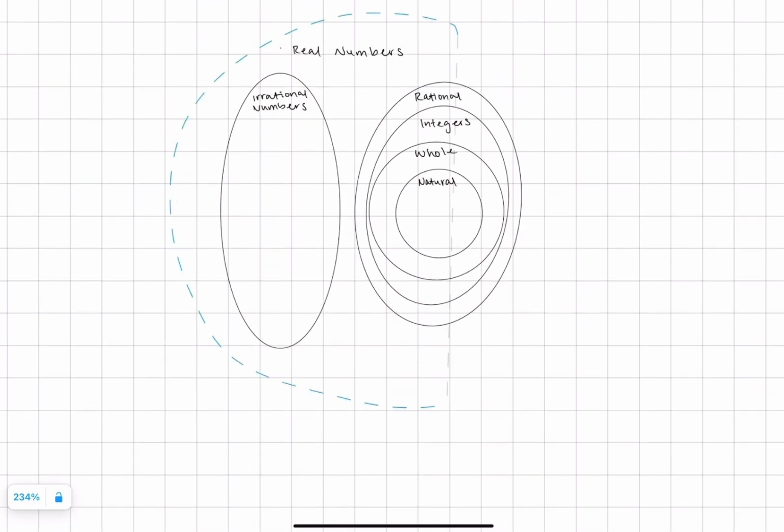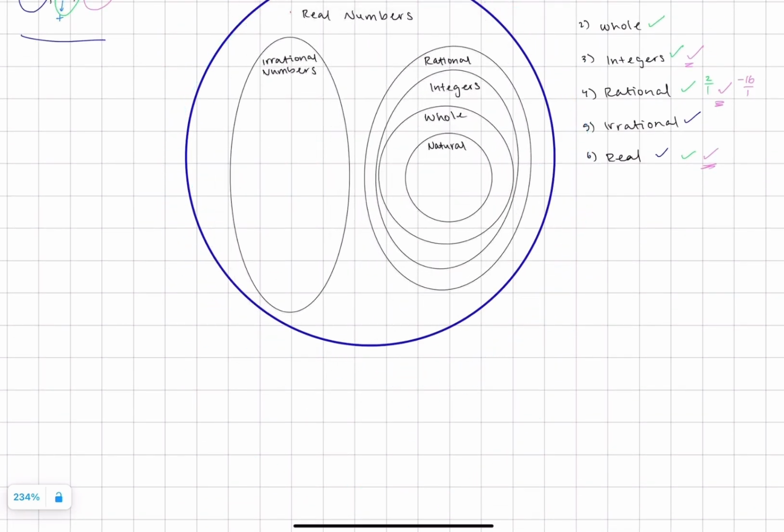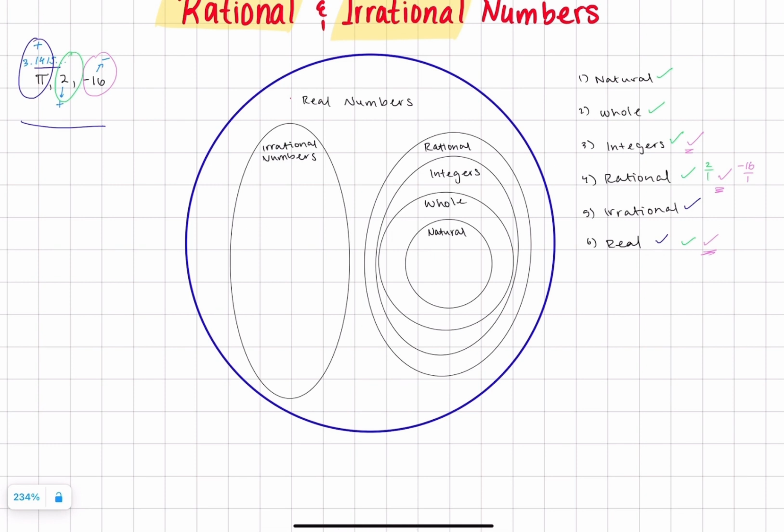So let me just move this up. So we know that. Let's look at pi first. So pi is a real number. It is irrational. So we have pi over here. So pi fits the chart for irrational and real number. Great. So moving on to number 2. It is a real number. It is a rational number. It is an integer. It's a whole number. And it is natural. So 2 goes over here.